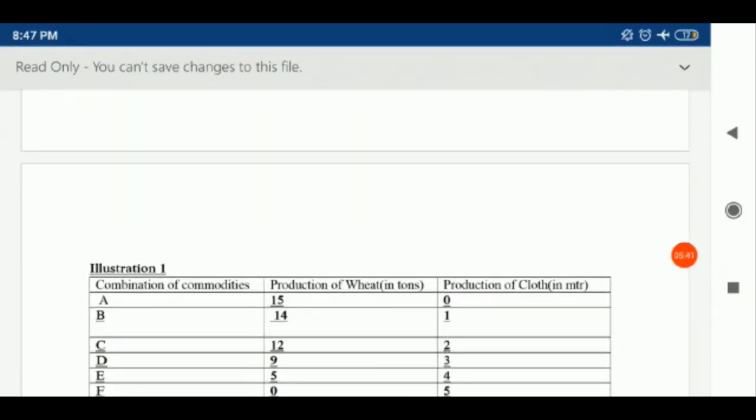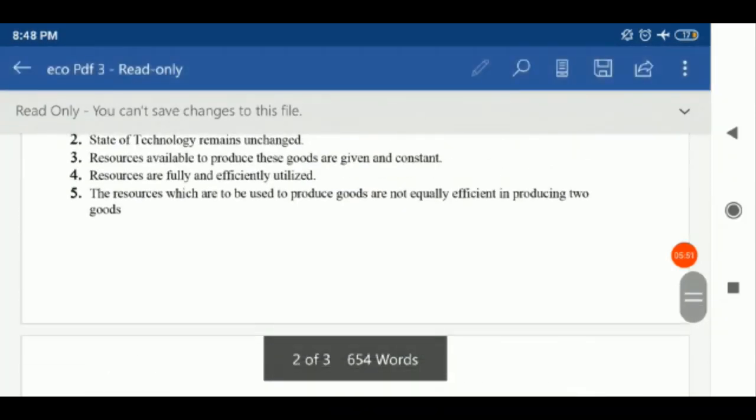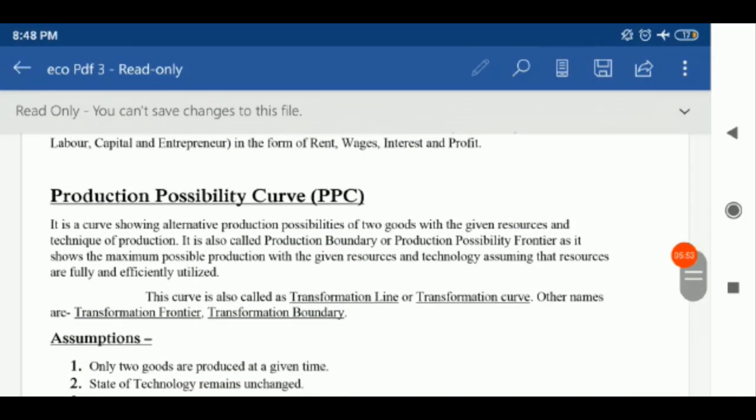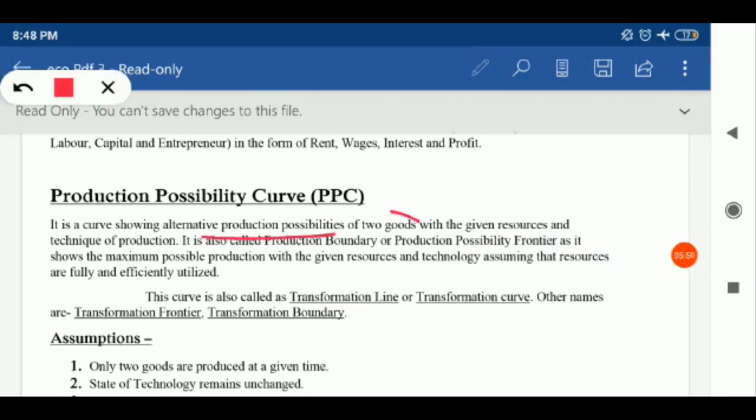So now you can see the illustration which I have mentioned here. The economy has to produce two goods. Why are we saying two goods? Because the definition of PPC holds that it shows the production possibilities of only two goods with the given resources and technique of production that would remain the same, and at one time only two goods will be produced.